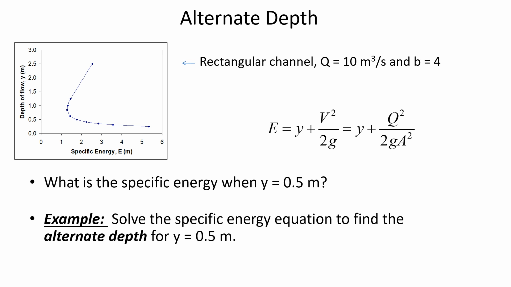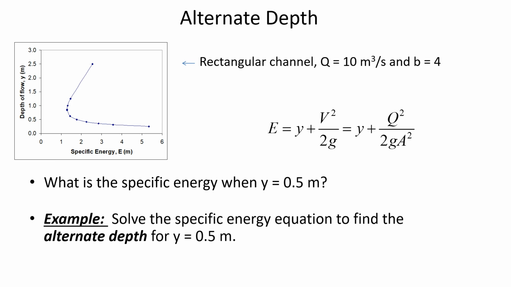So how much specific energy do we have? I think E is 1.774 meters. So that's the amount of specific energy that is present. So the alternate depth, we are going to set it up and find the cubic root. There is some other depth out there besides 0.5 that has the same amount of specific energy. So E is 1.774 meters, and that is equal to the depth plus the velocity head, Q squared divided by 2gA squared. Okay, well, that is y plus 10 squared divided by 2 times 9.81. What's the area? Area is 4 times y, squared.